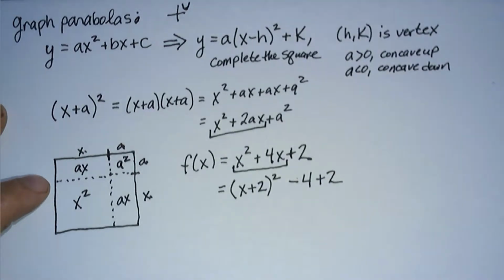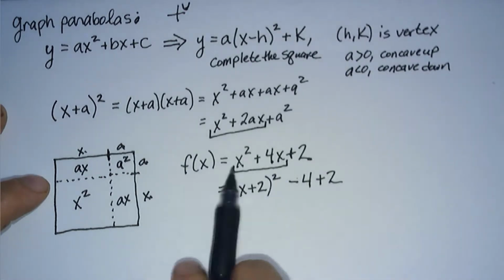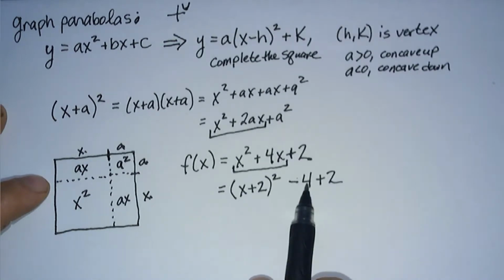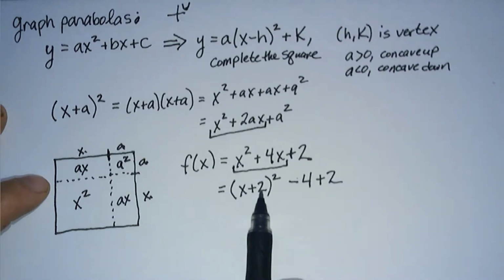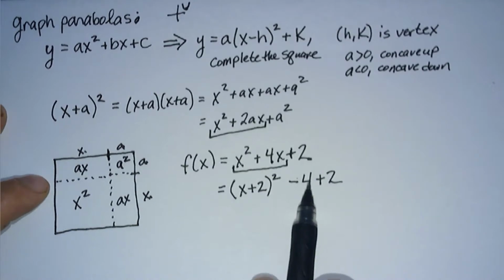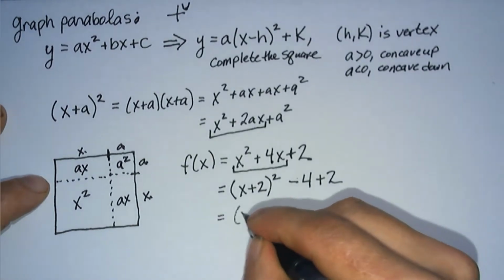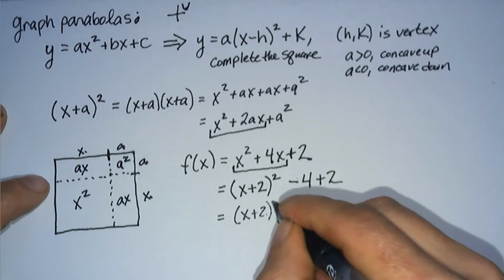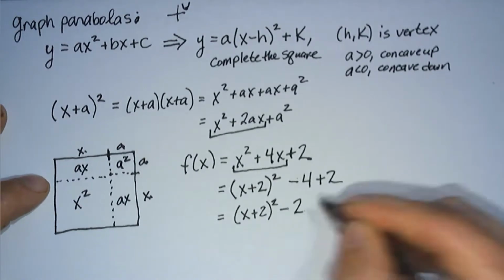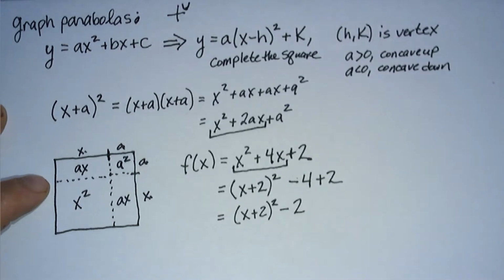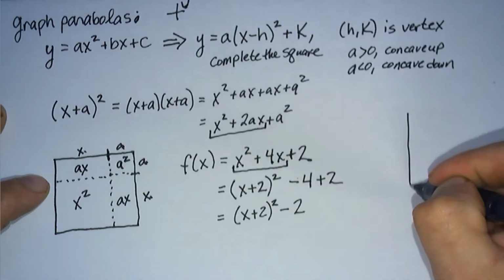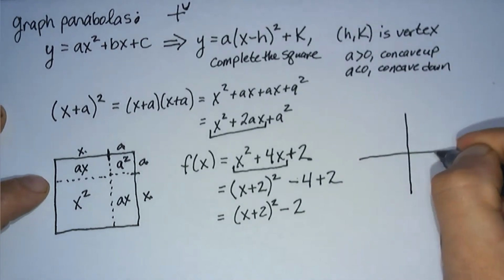Okay? Because if I FOIL this out, I get x squared plus 4x plus 4. But I want this to remain the same, so I have to take away 4. So whatever you square here, the square of this number, you have to take away. And now what does that become? That means that we have x plus 2 squared minus 2, because negative 4 plus 2 is negative 2. So we have a parabola. Let's go ahead and graph this guy out.